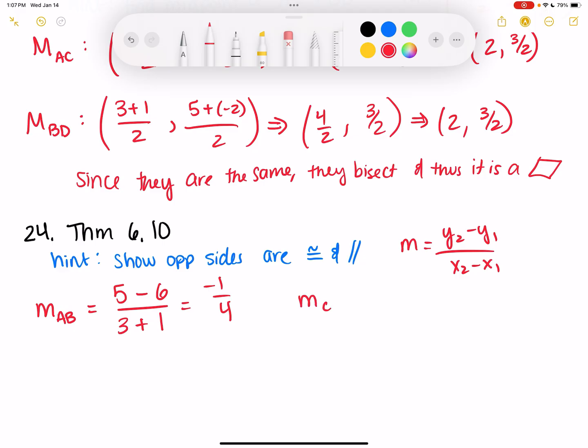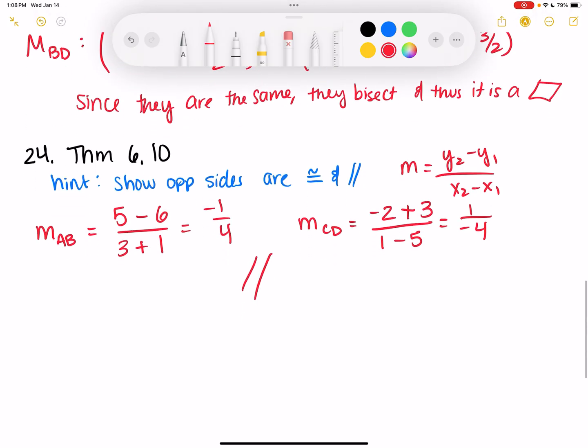And then I need to do CD. So the slope of CD is going to be y2 is negative 2 minus, the y point of C is negative 3. So minus a negative, so that's going to be plus 3 over 1 minus 5. So that is 1 over negative 4. Now, even though on the top one the negative's on top, and the second one the negative's on the bottom, it's still that the whole fraction is negative. So these have the same slope, so these are parallel. So I've shown that they're parallel.